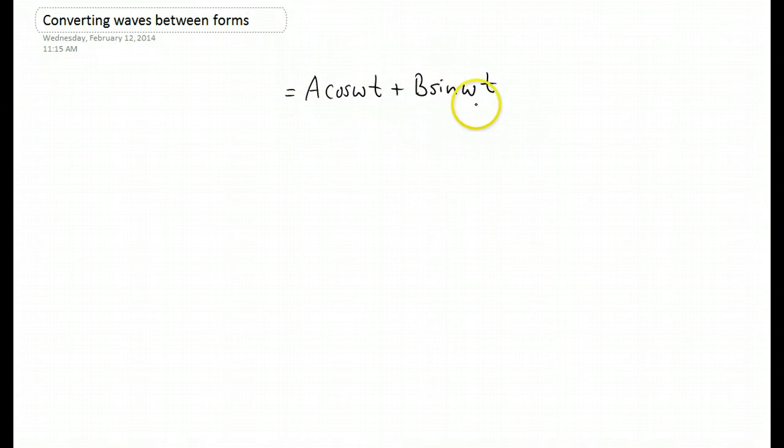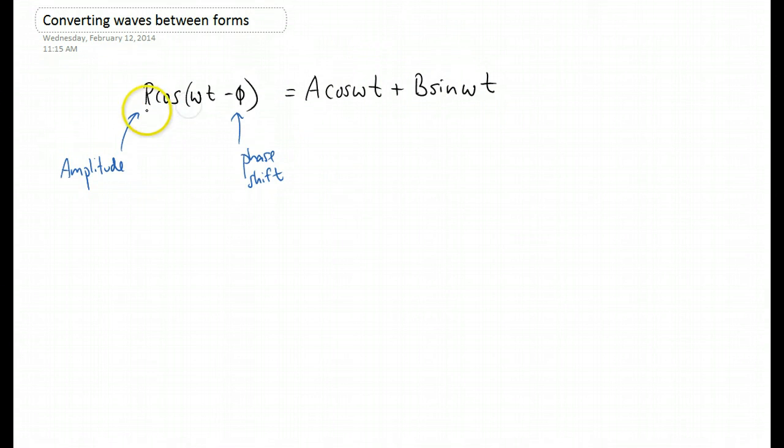So our goal in this video is to rewrite a wave that looks just like this into a wave that looks something more like this, where I'm calling r the amplitude of the wave and phi the phase shift of the wave. Notice that this is a cosine wave which normally starts at its maximum at t equals 0. Well, this phase shift is going to shift that maximum to the right by phi seconds. You'll notice that we used omega here. That's the angular frequency. It's the same omega as we had originally in our cosine and sine terms.